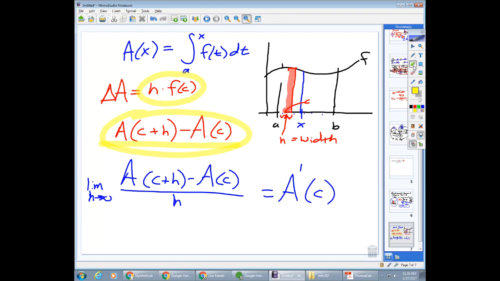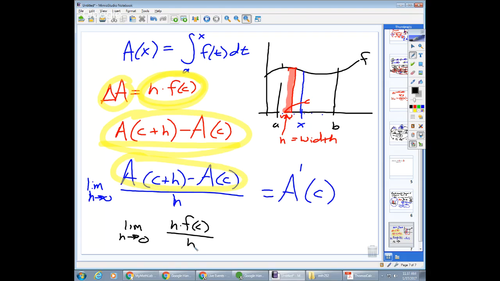Highlighter. This numerator right here, isn't that my change in area, my single rectangle? Can't I also define that single rectangle as h times f of c? Okay. So I also have this fact, that this same system I have written down here is also equal to the limit as h goes to 0 of the numerator here, which could also be written as h times f of c, divided by h.